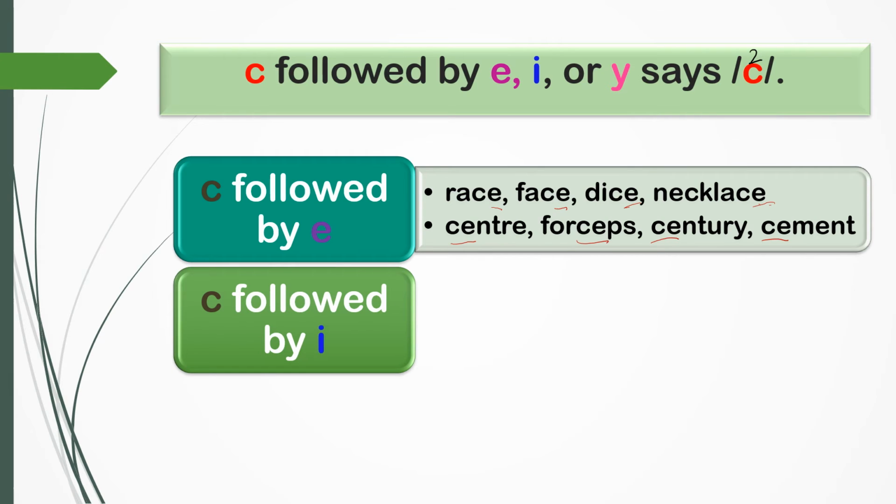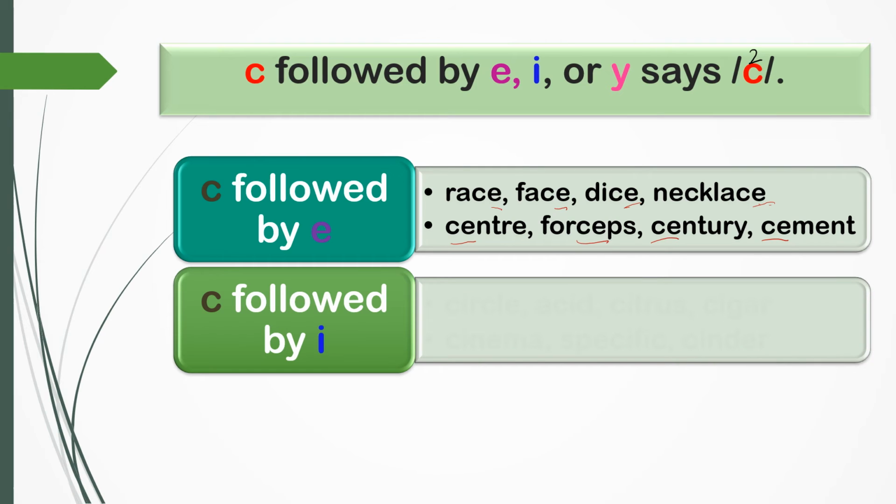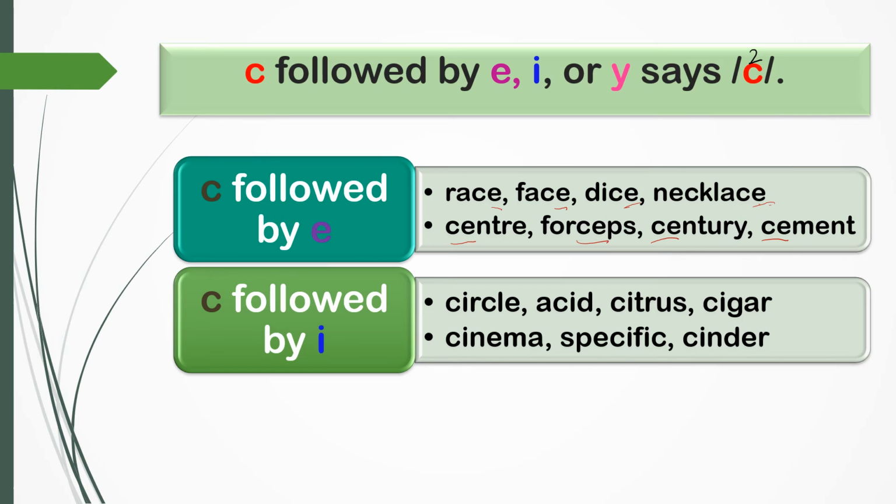And let's look at some examples when C is followed by I. So we have words like circle, acid, citrus, cigar, cinema, specific, cinder. And here in all these words you will notice C is followed by I. And so it produces the second sound, S and not K.